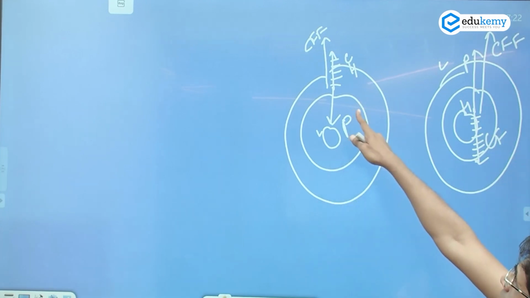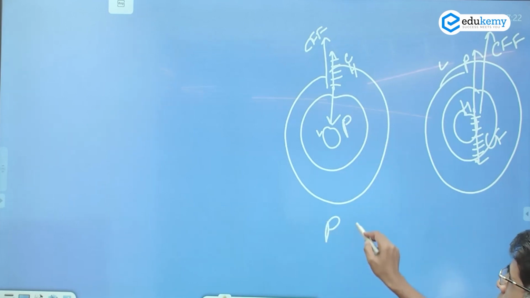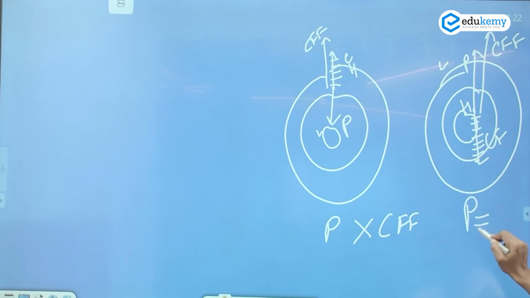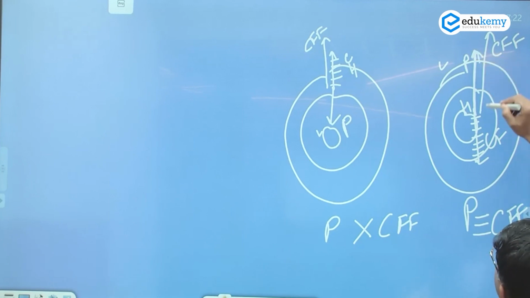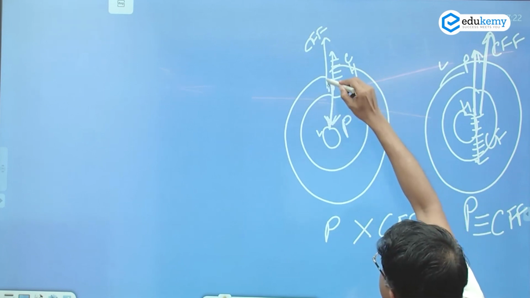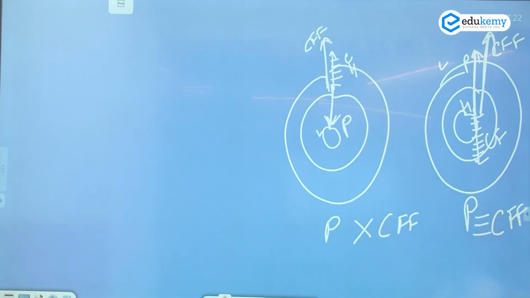In this case, the PGF is opposite to the centrifugal force. In this case, the PGF is aligned with the centrifugal force. Look, the PGF is like this and the centrifugal force is like this, so they are in the same direction. You don't talk in terms of centripetal force, you talk in the context of the centrifugal force.